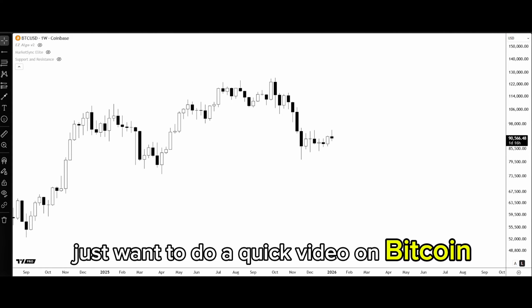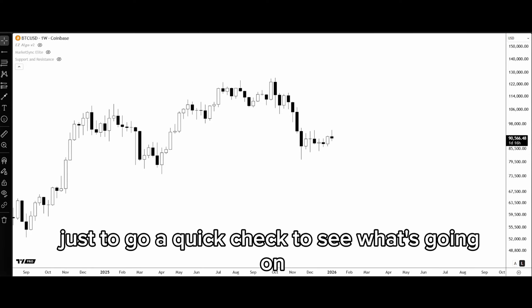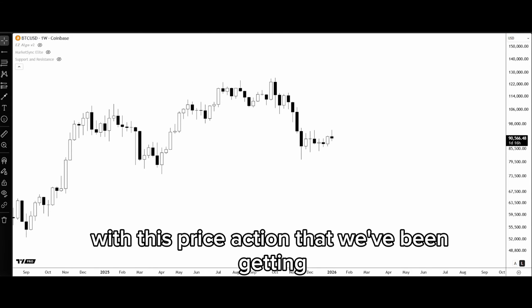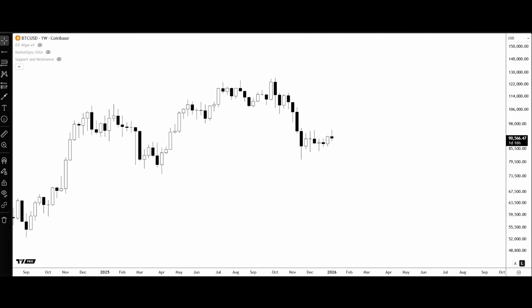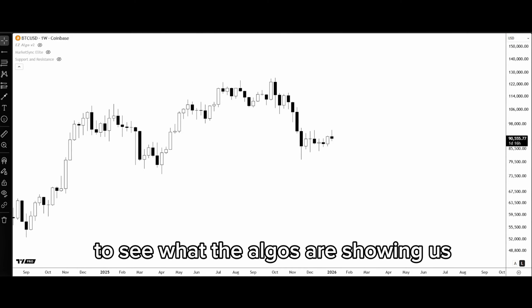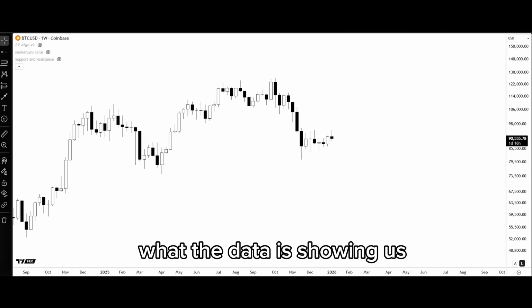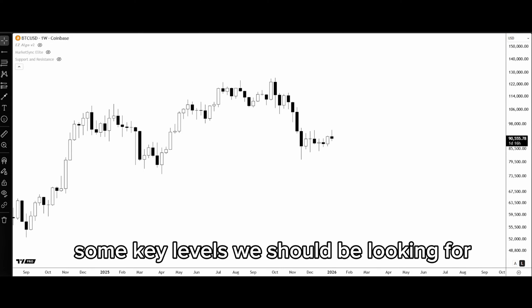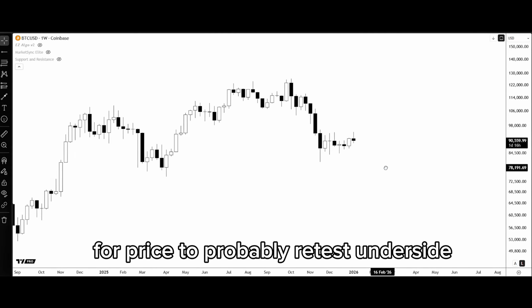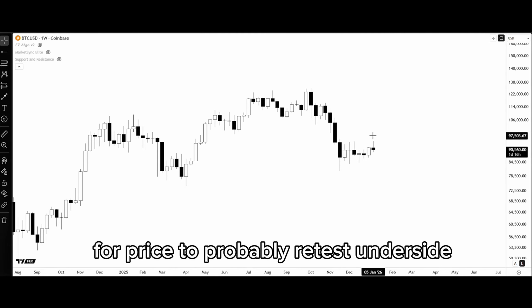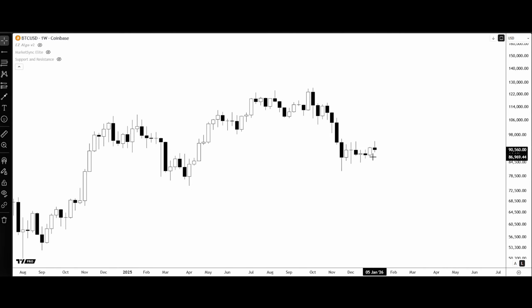Just want to do a quick video on Bitcoin, a quick check to see what's going on with this price action that we've been getting. It's been kind of underperforming against stocks, equities, commodities right now. So I just want to do a quick video to see what the algos are showing us, what the data is showing us, some key levels we should be looking for, and see what needs to happen for price to probably retest the underside and hit that 100K area.